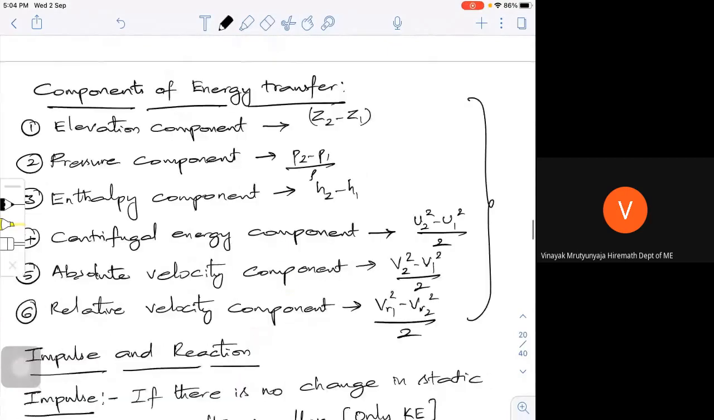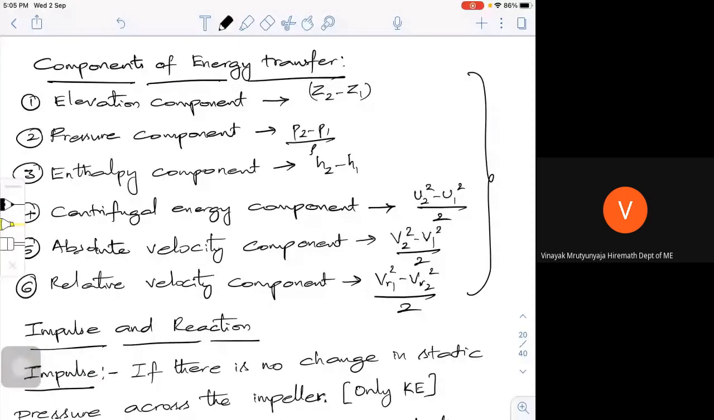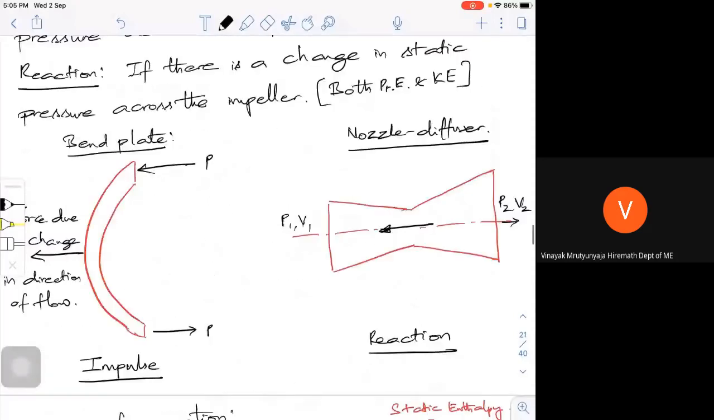Yes. Any clarifications on that? I'm trying to give some extra information. Those you people can read actually. What do you mean by reaction, all those things and all.